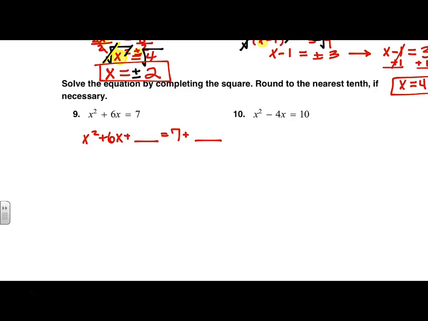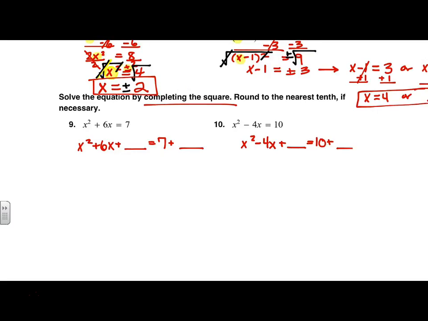Some people forgot that stuff. Before you can complete the square, you have to remember something's missing. So you gotta put a plus blank. And on number 10, I'm gonna do the same thing and say, hey, I'm missing something, right? And I actually didn't even give you a crazy one with a number in front.